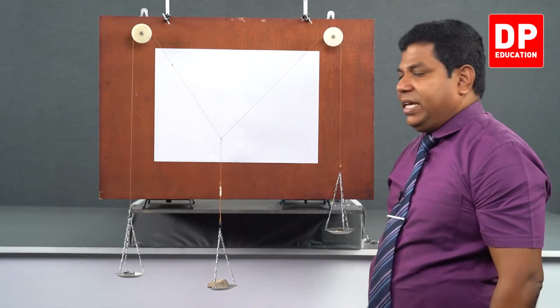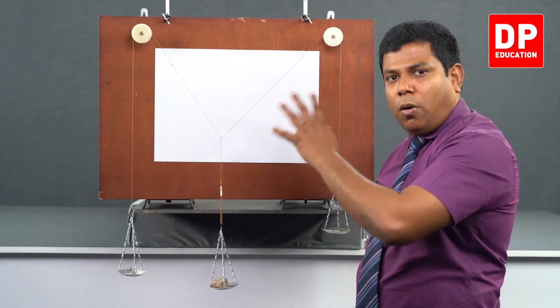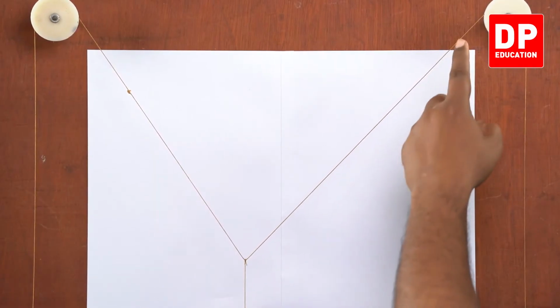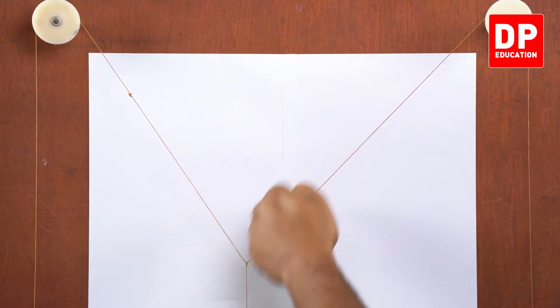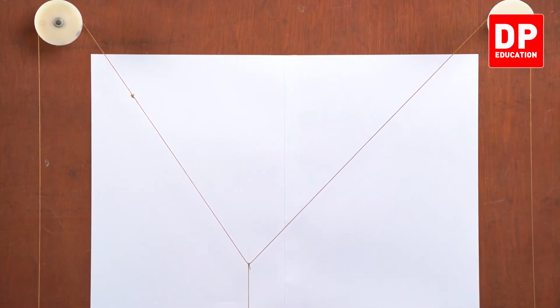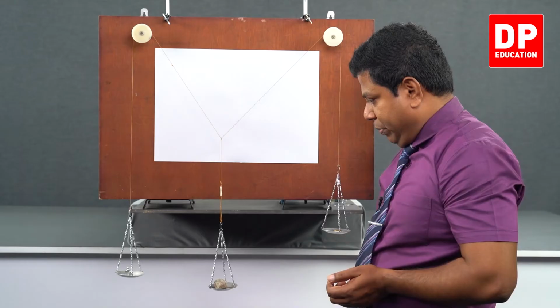Now look at this. I think I'll be able to optimize the usage of this paper because this point is here. The lines are these two. I should be able to use a proper, sizable parallelogram, and I should be able to get the answer. So look at this.